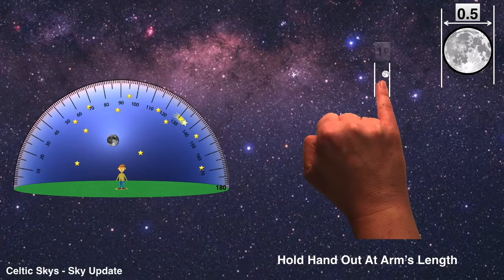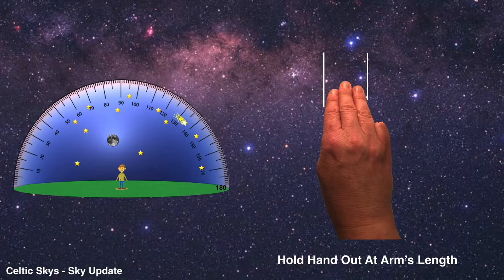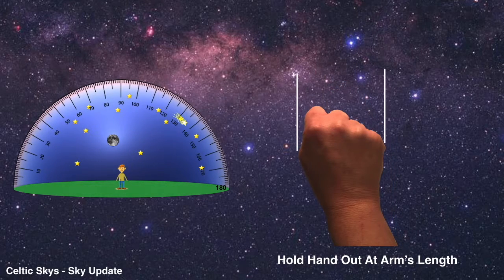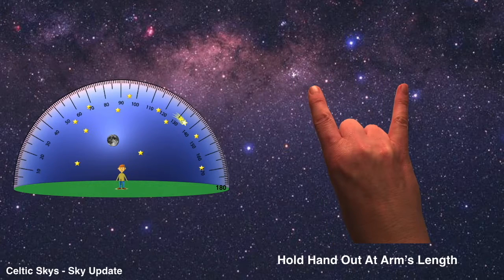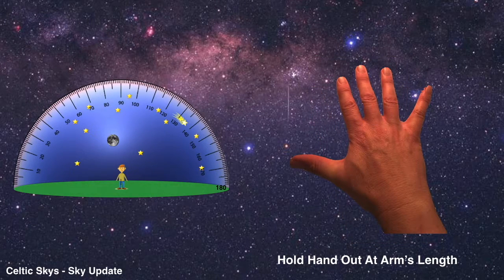Your pinky or little finger is approximately 1 degree in width, and so 2 widths of the moon is about equal to the width of your little finger. If you hold your 3 fingers as shown, this gives you an approximate of 5 degrees. The clenched fist held out is approximately 10 degrees wide. If you stretch out your index and little finger, as shown, this spans about 15 degrees. I call this the rock and roll pose. And finally, the full outstretched hand is about 25 degrees in width.